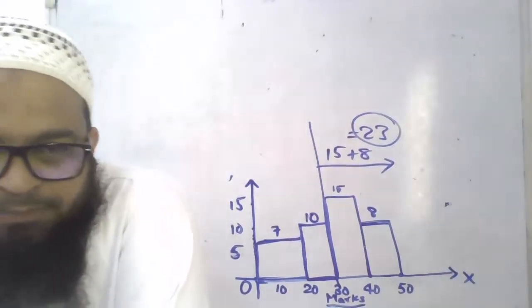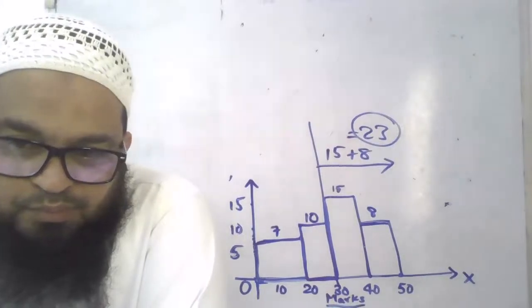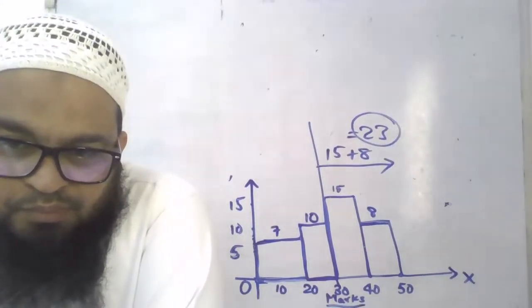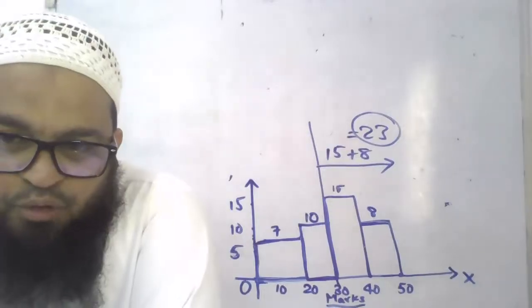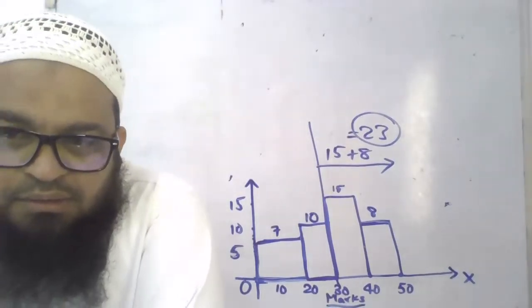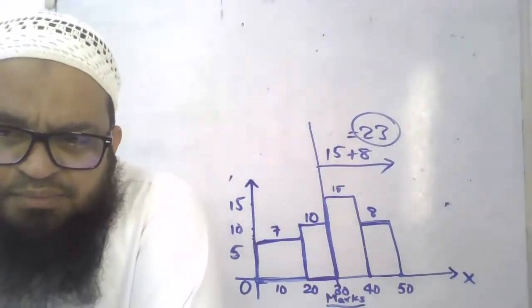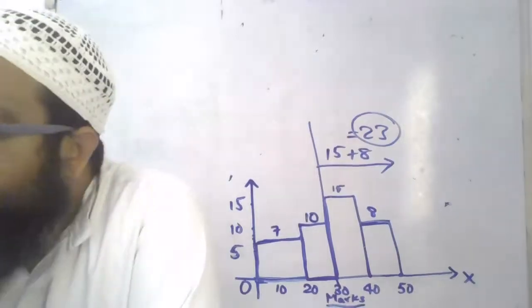Less than 40? Mohammad Abdul, wrong answer. Asia Mahroof, wrong answer. Ayan, wrong answer. Mohammad Ayan, wrong answer.